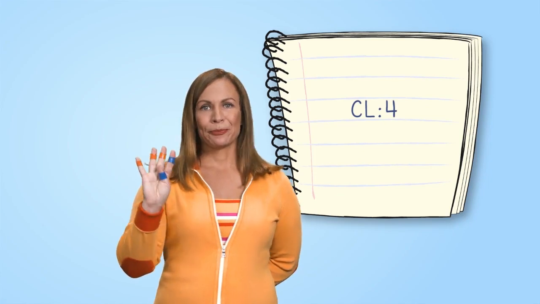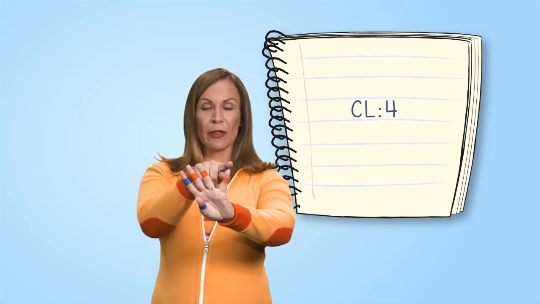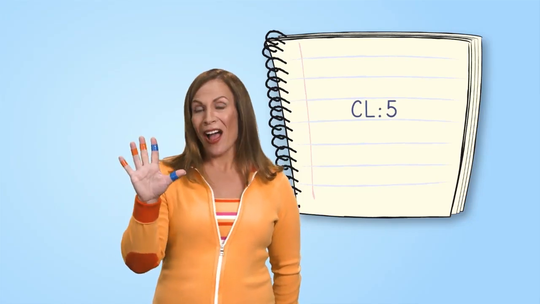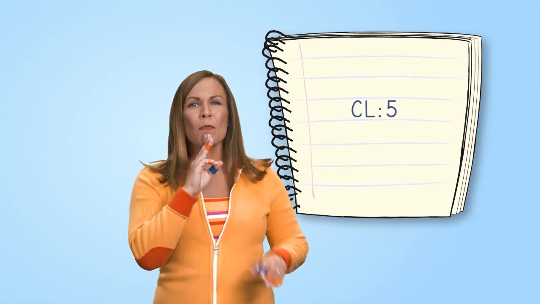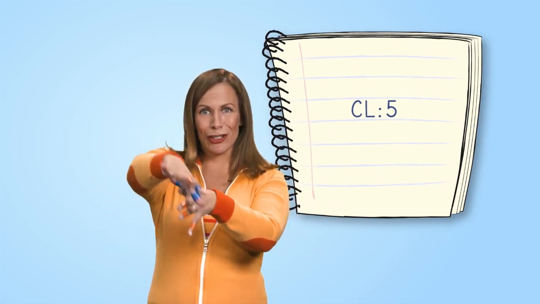Classifier 4, you could use it to show a line of people. The first person, the last person, and everyone in between. Classifier 5, you can show the movement of water, like a nice little stream. Or you can show a raging river.